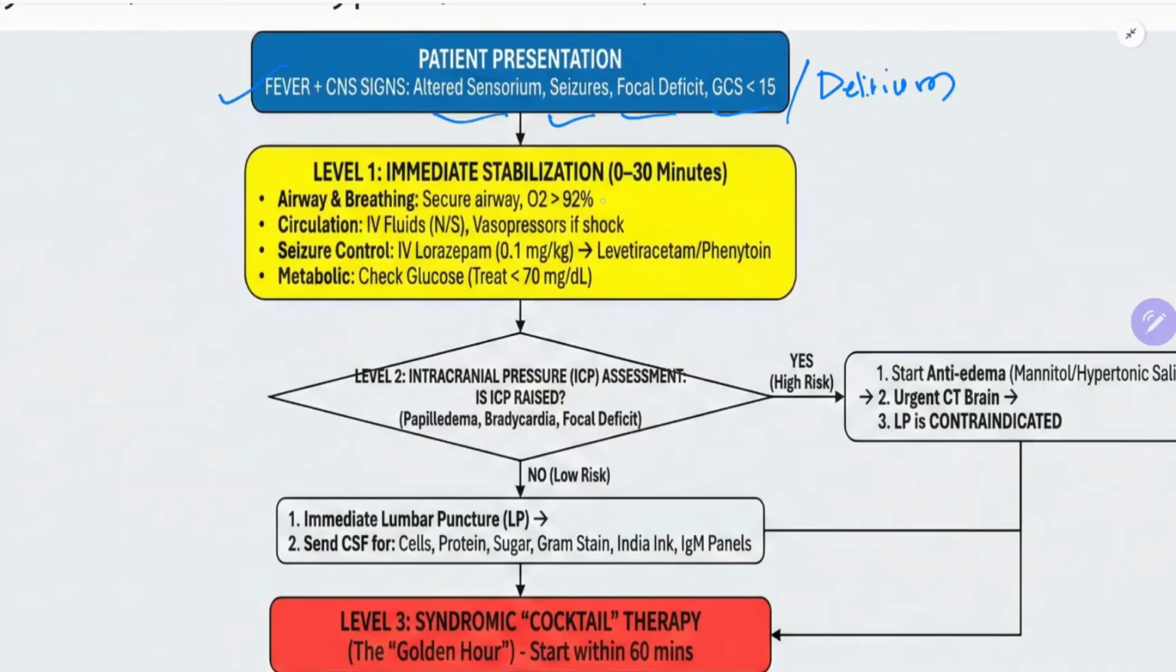The first stage is immediate stabilization of the patient. Airway, breathing: secure the airway, oxygen saturation should be maintained above 92%. Circulation: IV fluid should be given. Vasopressor should be given if there is shock. Control the seizure with IV lorazepam, then levetiracetam can be given.